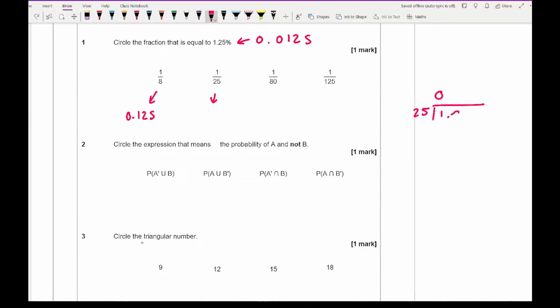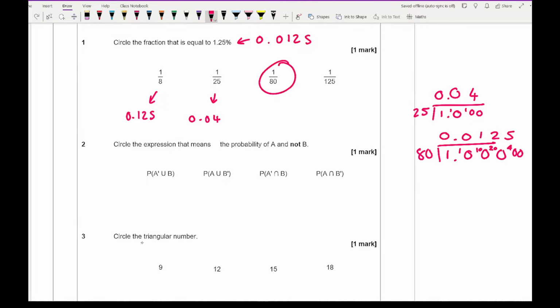0, and then carry the 1 over, 0 again, carry the 10 over, sorry, and that becomes 4, so that's 0.04. 1 over 80, and we get 0, carry the 1, 0, carry the 10, and that then becomes 1, remainder 2. How many 80s go into 200? That's going to be 2, remainder 4, and then we've got 5, and hey bingo, we've got our correct answer.